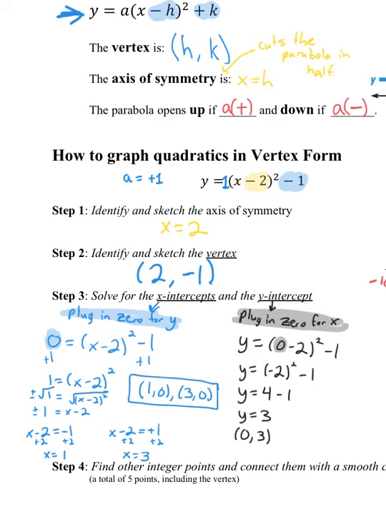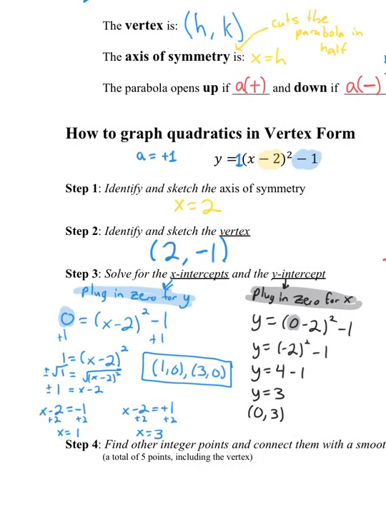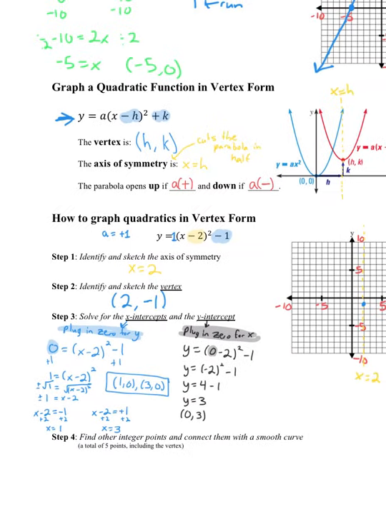And now that I have my x-intercepts, I can go ahead and plot those on my graph. Sorry, I'm going to give you guys a second to stay caught up there. I'll zoom out just a little bit. So I can plot those on my graph. (1, 0), (3, 0). Perfect. And then I'm going to plot my y-intercept (0, 3). So I've got 4 points now plotted on my graph.